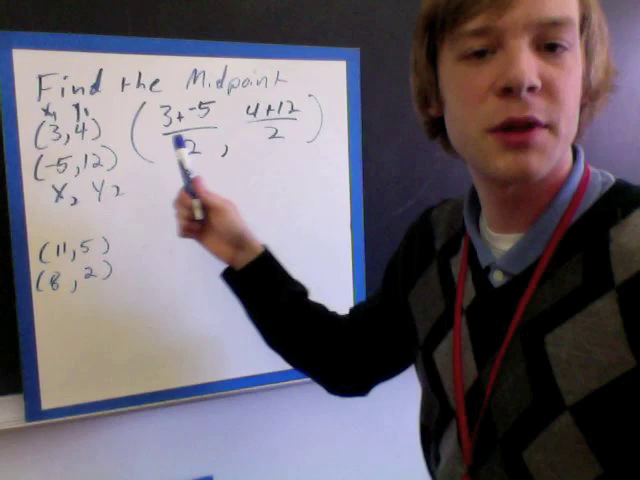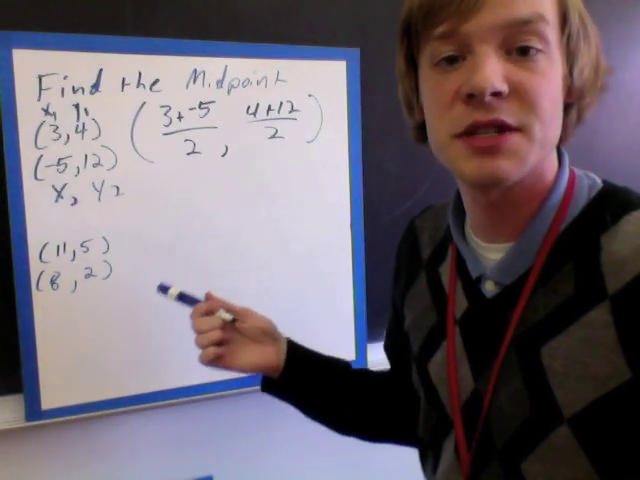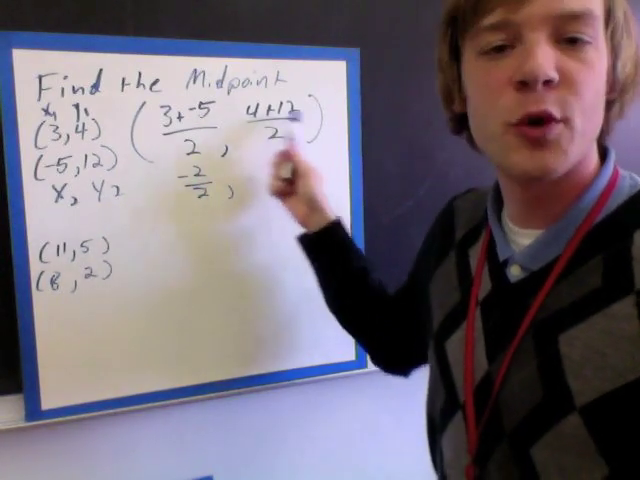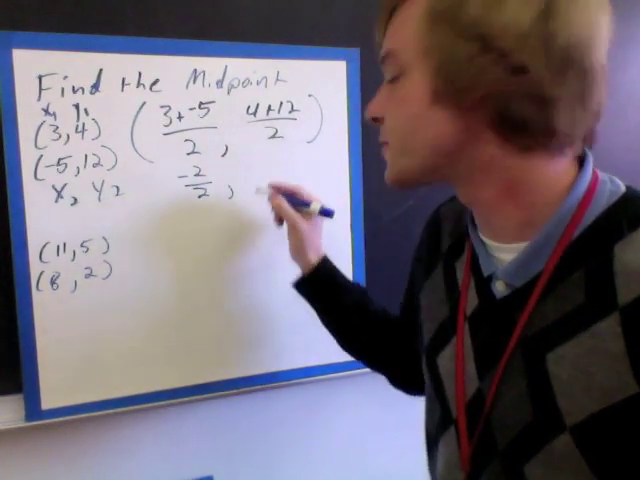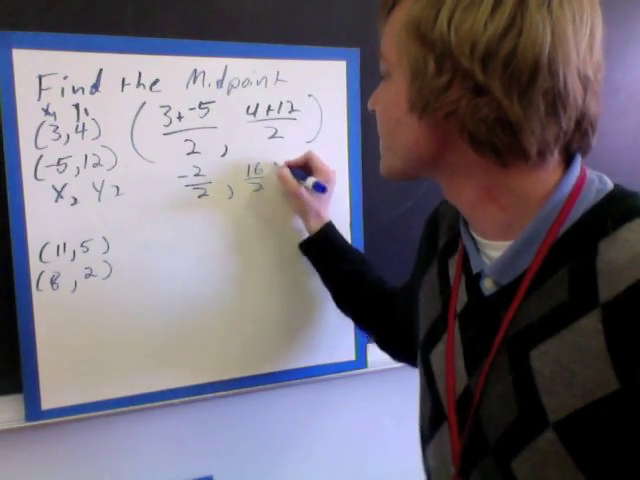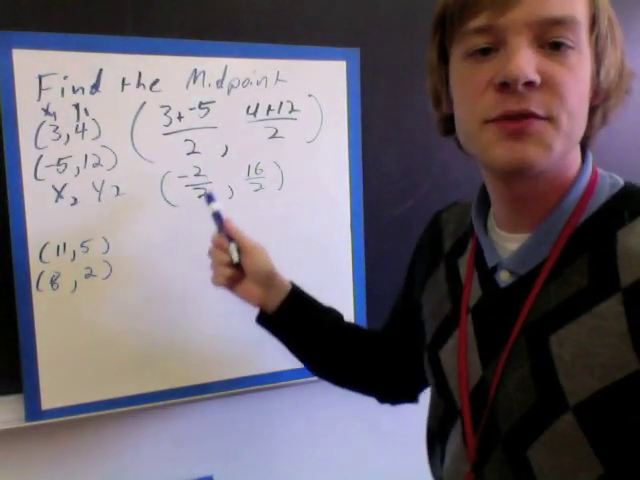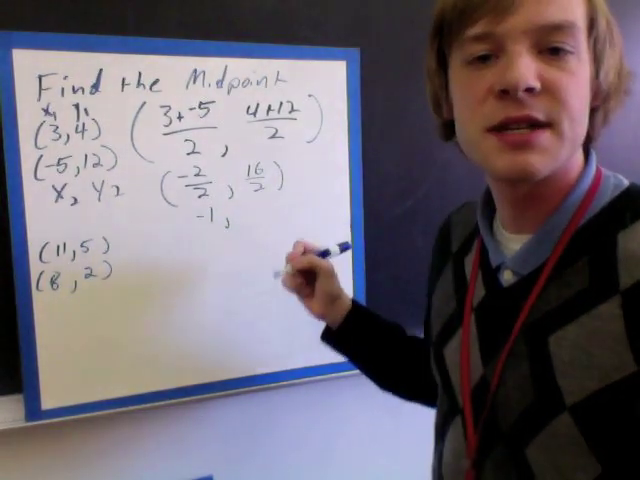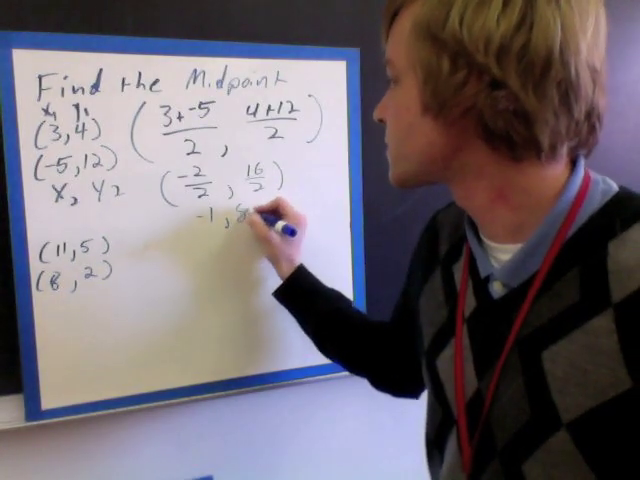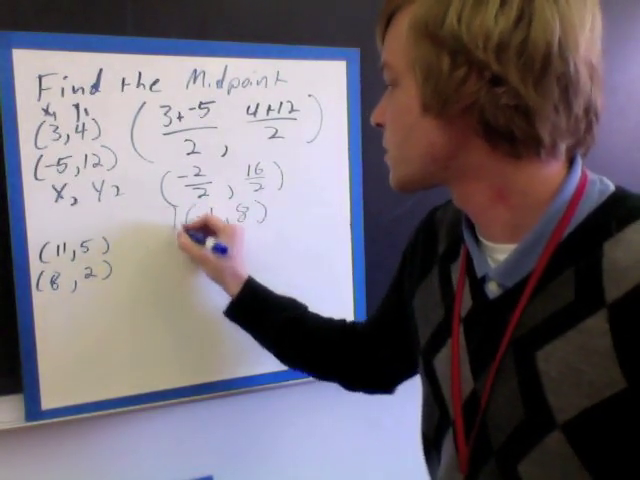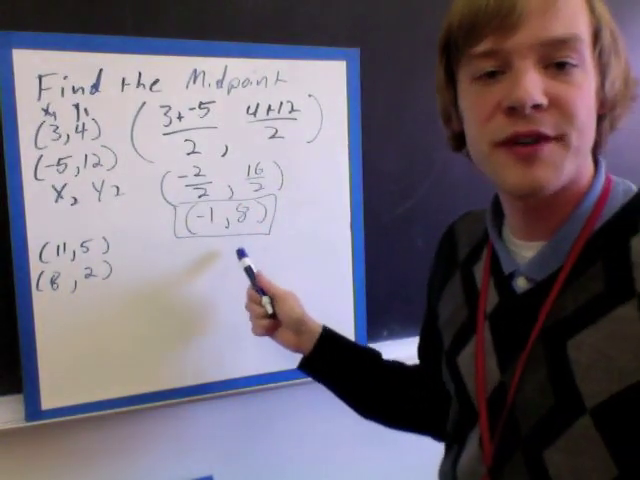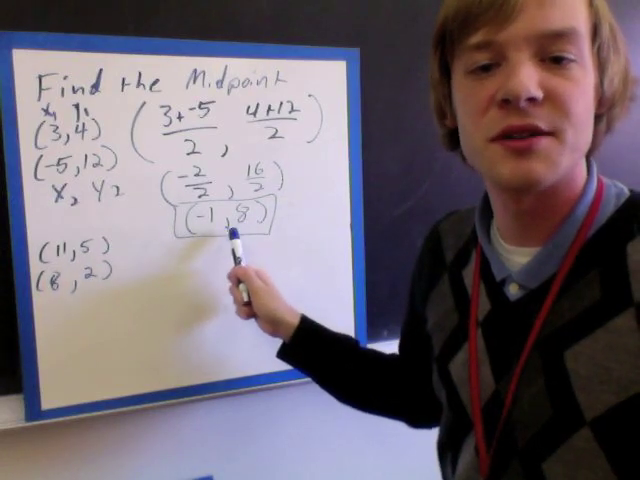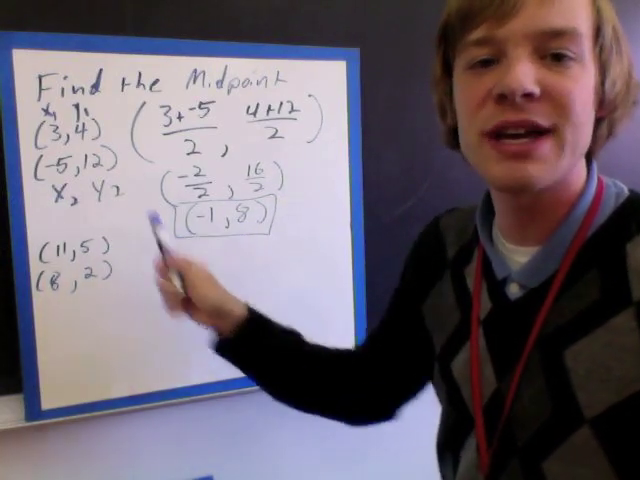So 3 plus negative 5, that's the same thing as 3 minus 5, so that's going to be negative 2. And then 4 plus 12, that's 16 divided by 2. And negative 2 divided by 2 will give me negative 1. And 16 divided by 2 will give me 8. So if you were to graph these points out, these two points being our endpoints, you'd find that this point, negative 1, 8, is halfway in between both of those.